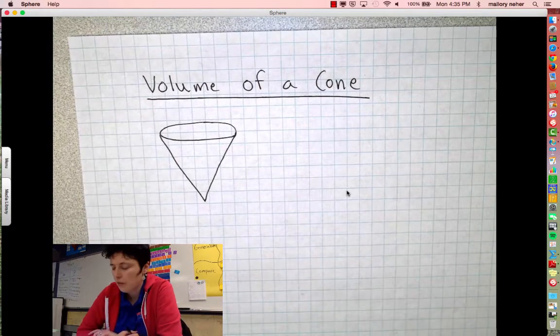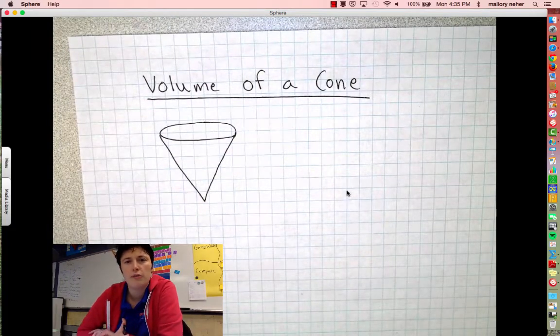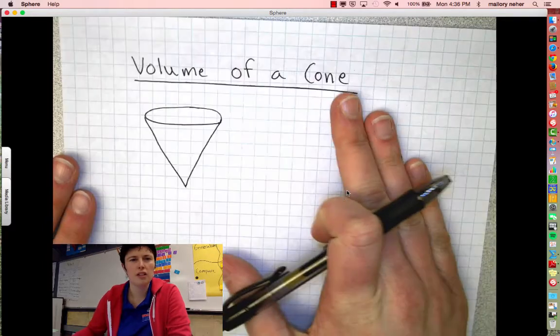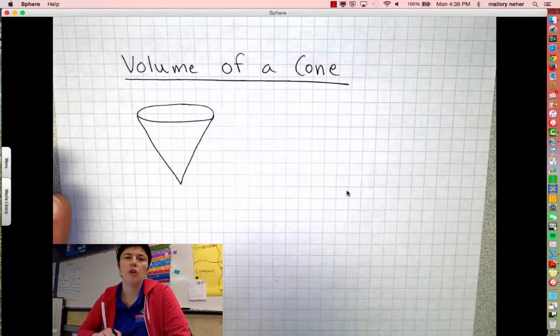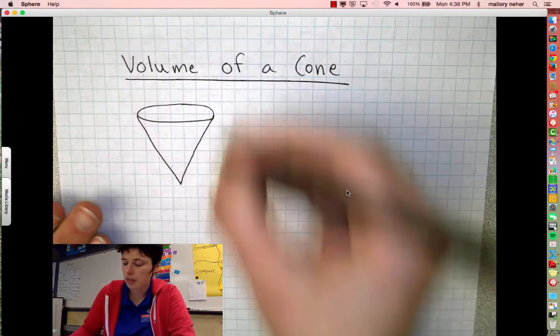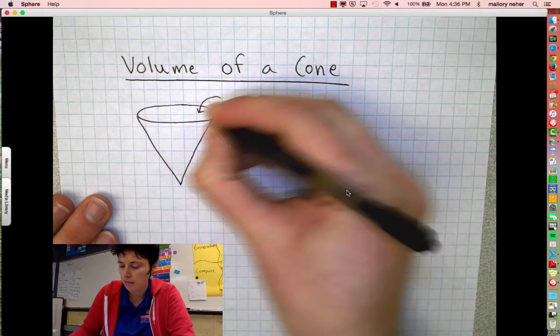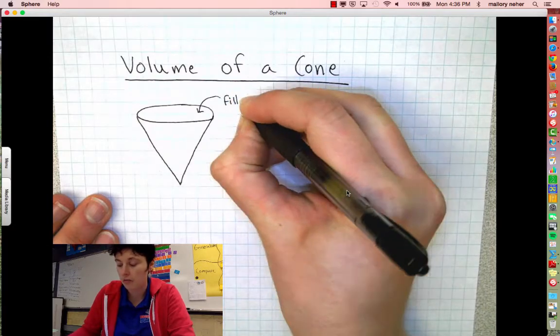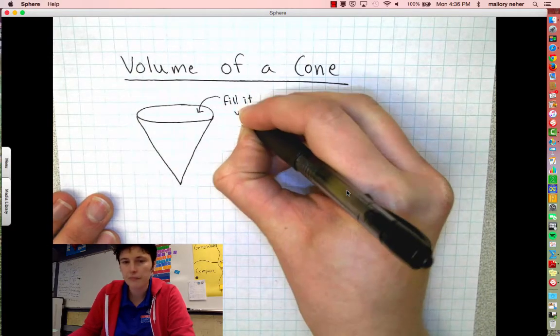Hey guys, so this video is about volume of a cone, and a cone is an object that looks like this. I think of like an orange road cone or something like that. And we're gonna find the volume, which means if I was to fill this cone up, I'd be calculating its volume. So I'm gonna write fill it up.